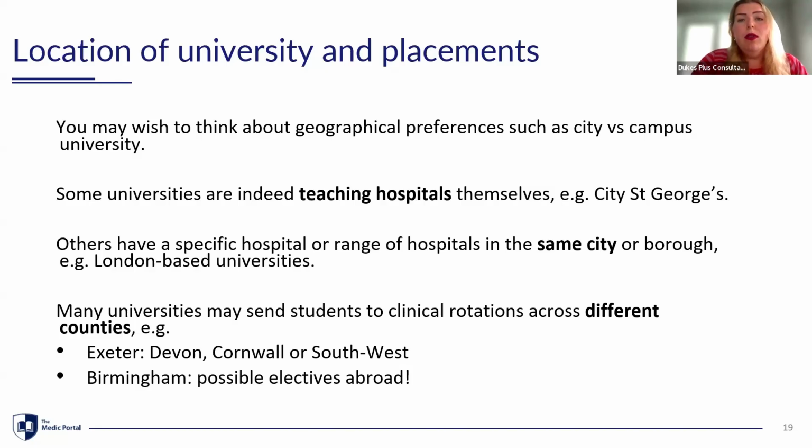But something that's quite important to also think about is that universities may have to send students perhaps quite far away from their initial university location. So, for example, the University of Exeter, which is based in the southwest of England, in Devon, may have their clinical attachments in Devon, or Cornwall, which is the neighbouring county, or perhaps further north towards Bristol or other areas like Somerset. So it's quite important to be aware of that.